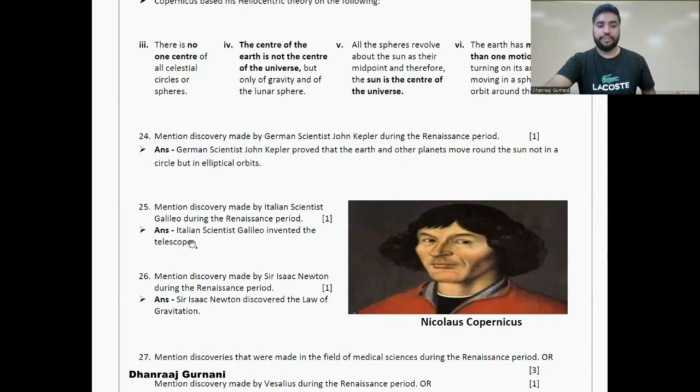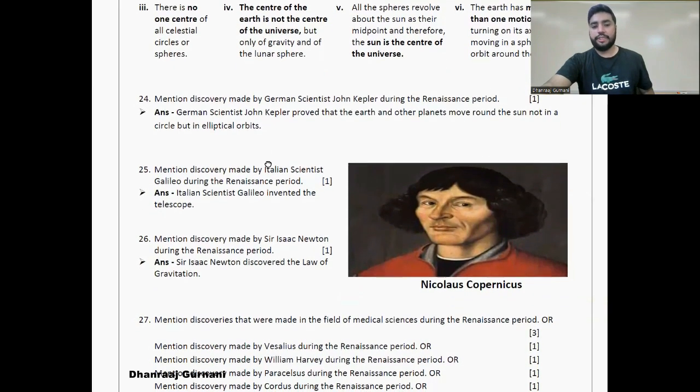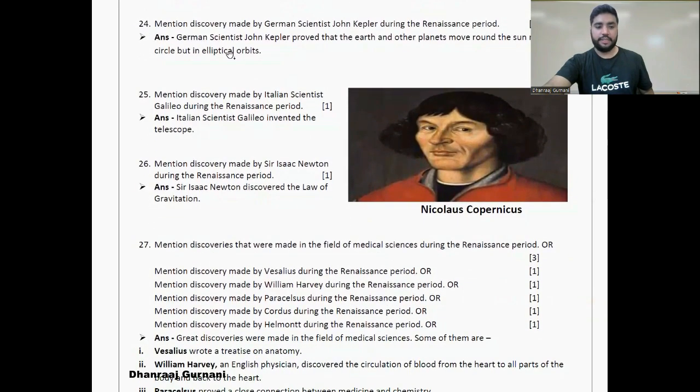Mention the discoveries made by other scientists. Now we're going to study the German scientist Johannes Kepler during the Renaissance period. German scientist Johannes Kepler proved that the Earth and other planets move around the Sun, not in a circle but in an elliptical orbit. The Earth and other celestial bodies move not in a circle but in an elliptical orbit.